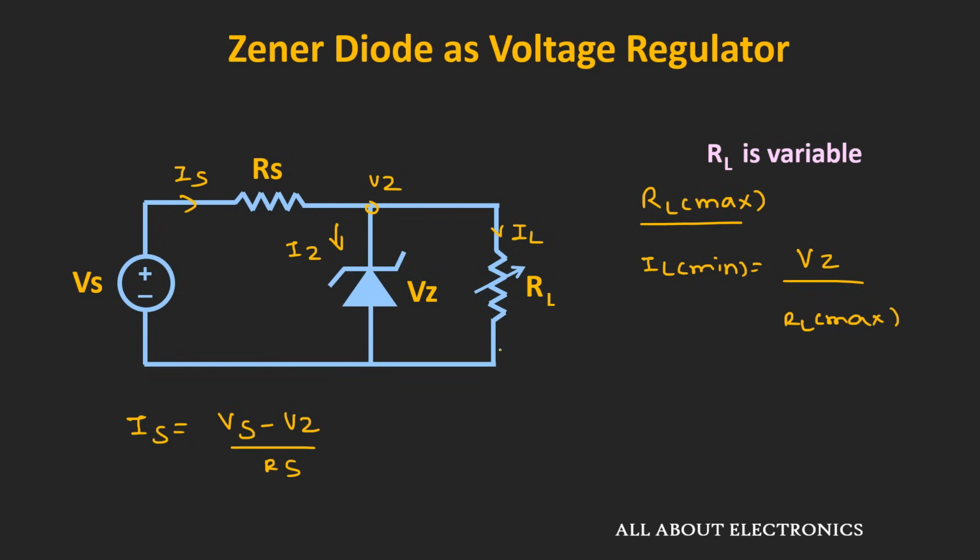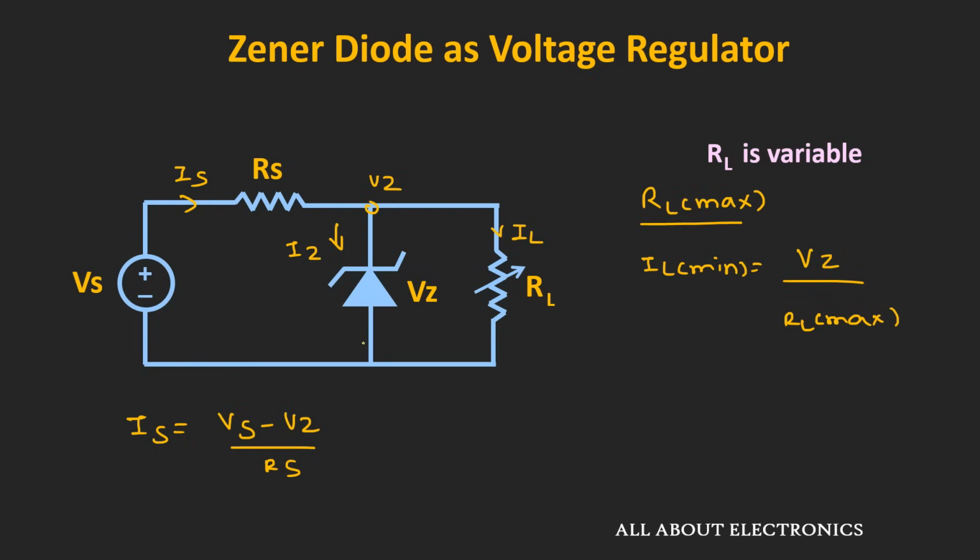Now as we increase the value of RL, the current flowing through this load resistor will reduce, and at the same time the current flowing through the Zener diode will increase. As we keep on increasing the value of RL, the Zener current will increase. But we know that the current flowing through the Zener diode should be less than the maximum rating, or in other words, it should be less than Izm.